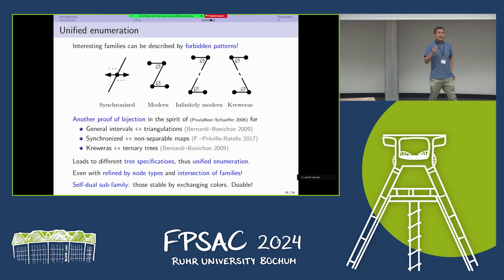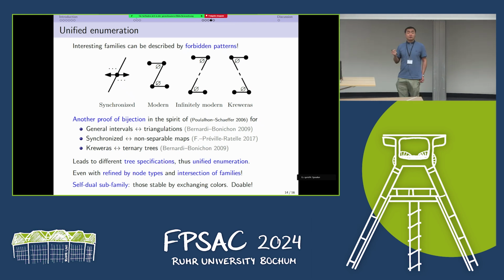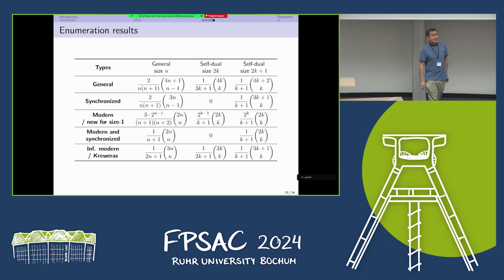And we can also do intersections of families because it simply means that we are looking at several patterns at once. Last but not least, we can also do the self-dual intervals because it goes well with our bijection. It's just exchanging colors, so we can enumerate those that are self-dual in each of the families. So here are the results.